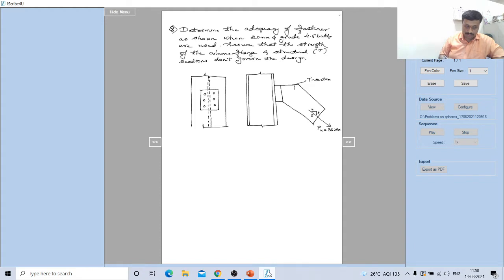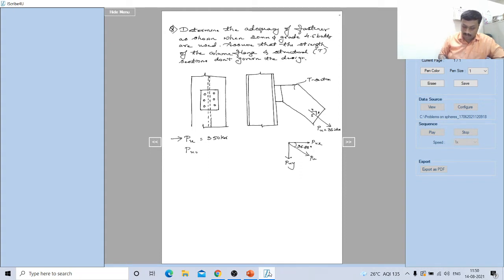Now, before starting the problem, as usual, data is to be collected. So, Pu is 350 kN. Pu is an inclined force, so resolve this Pu into Pux and Puy. With the angle 3-4-5, it will be 36.86 degrees. I think you know how to calculate 36.86 degrees.